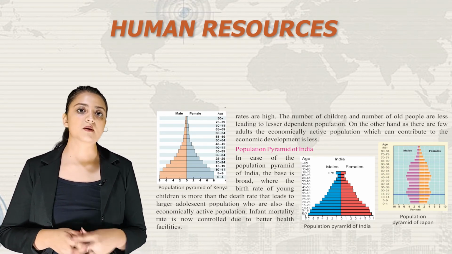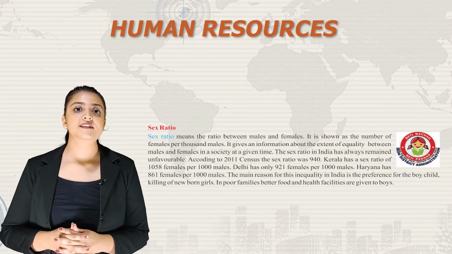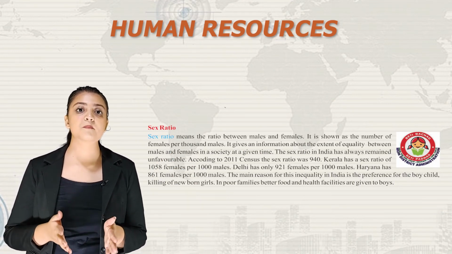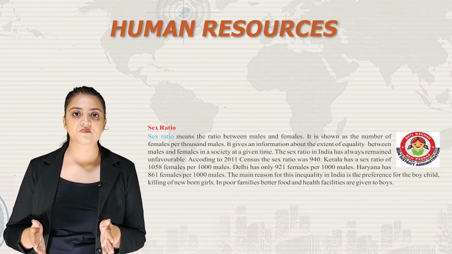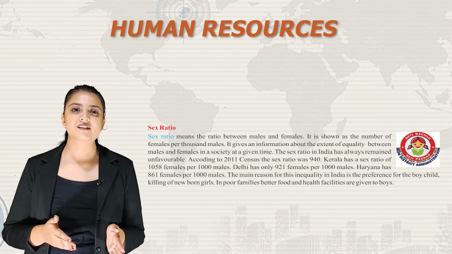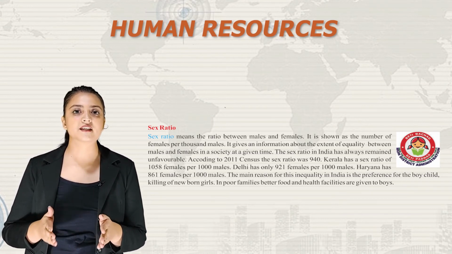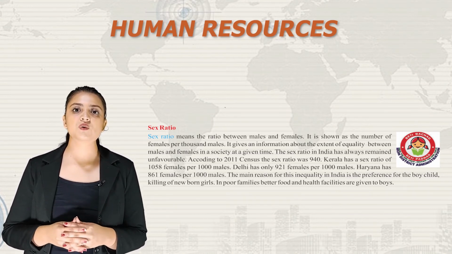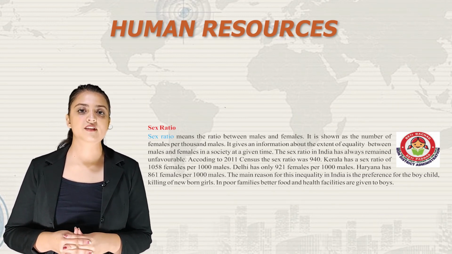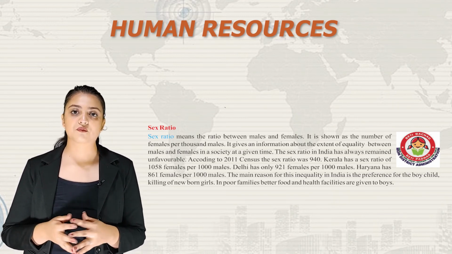Now let's talk about sex ratio. Sex ratio means the ratio between males and females. It is shown as the number of females per thousand males. It gives information about the extent of equality between males and females in a society at a given time. The sex ratio in India has always remained unfavorable. According to the 2011 census, the sex ratio was 940.